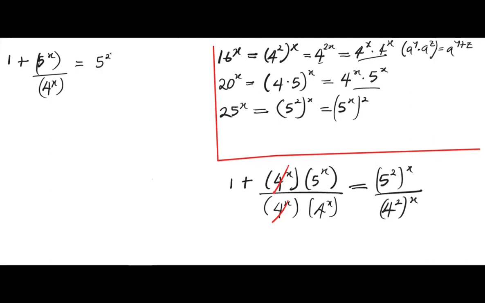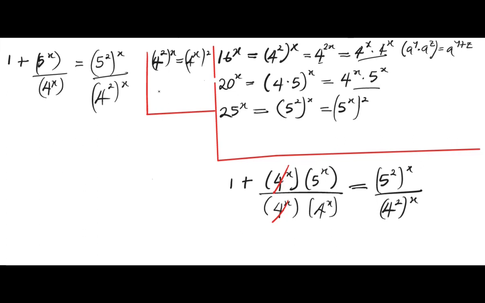5 squared raised to the power of x divided by 4 squared raised to the power of x. Let me make a little note here. 4 squared all raised to the power of x is the same thing as 4 raised to the power of x all squared. In the same vein, 5 raised to the power of 2 all raised to the power of x is also equal to 5 raised to the power of x raised to the power of 2. So it's pretty much the same, and we can do that here.